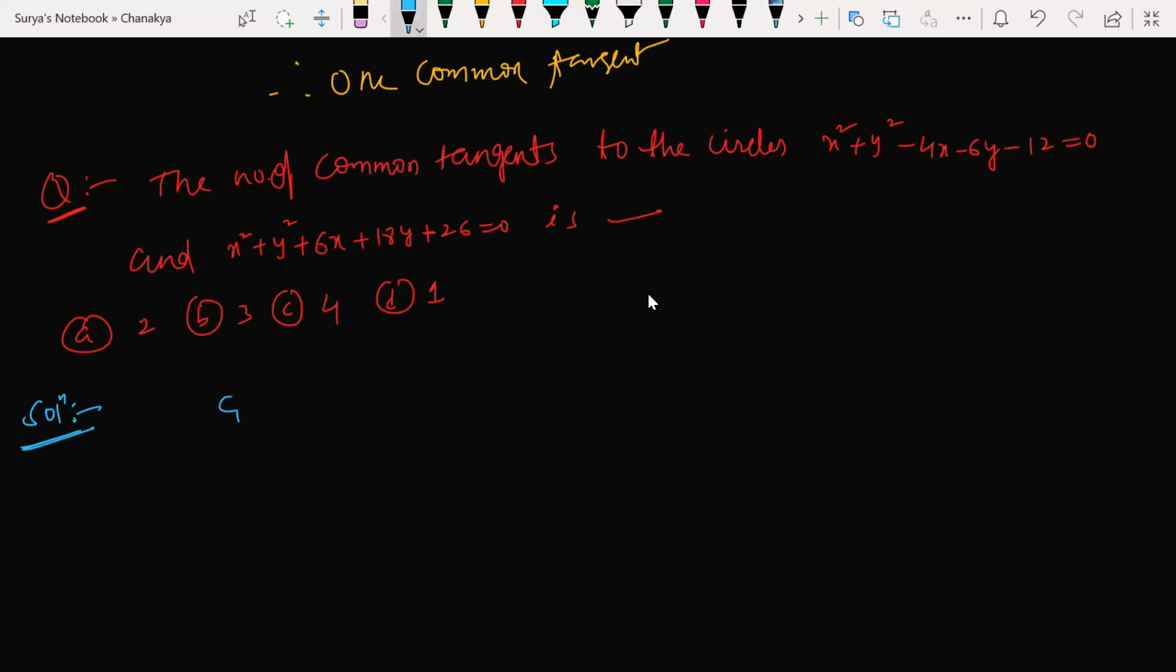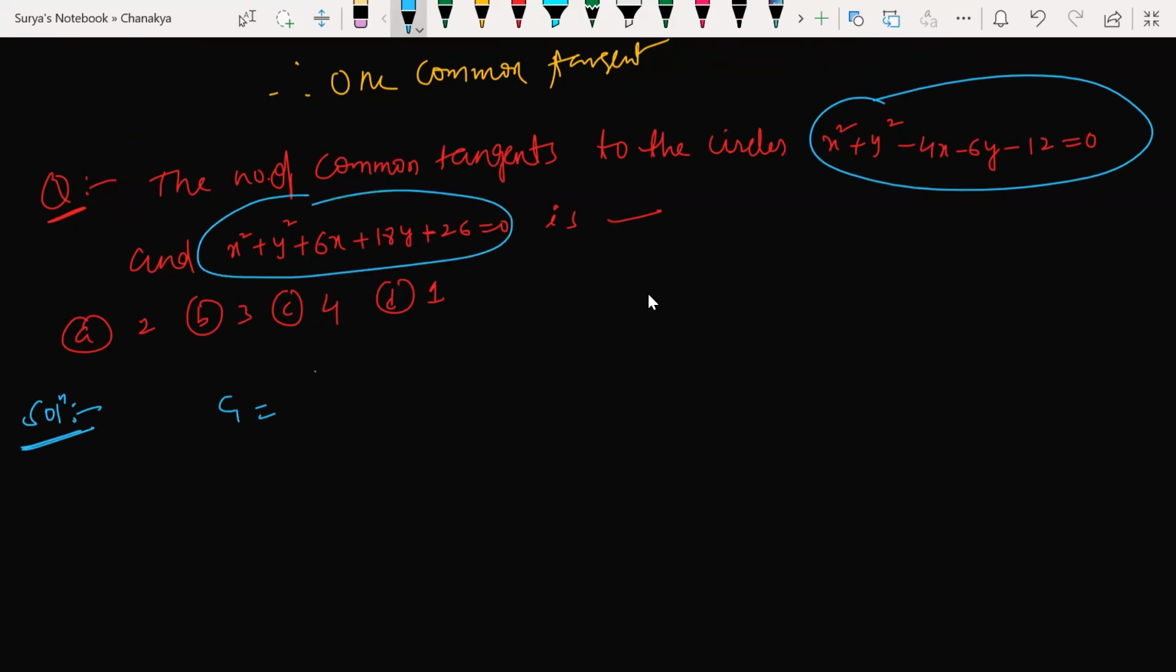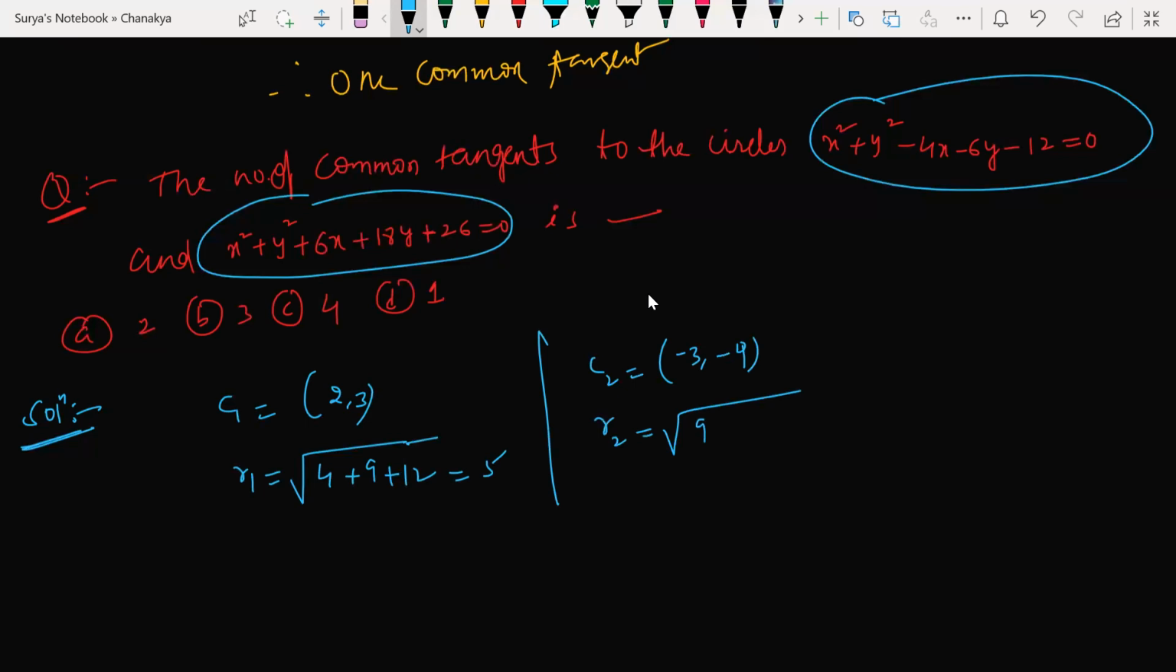Number of common tangents to the circles. What do you always have to do? C1. What is C1? This is my circle 1. This is my circle 2. What is C1? 2, 3. So R1 is what? 4 plus 9 plus 12 is 25. Square root of 25 is 5. Right? What is C2? Minus 3, minus 9 in fact. R2 is what? 3 square 9, 9 square 81, minus 26. So what would you get now? 90 minus 26, how much? 64. Square root of 64 gives me 8.